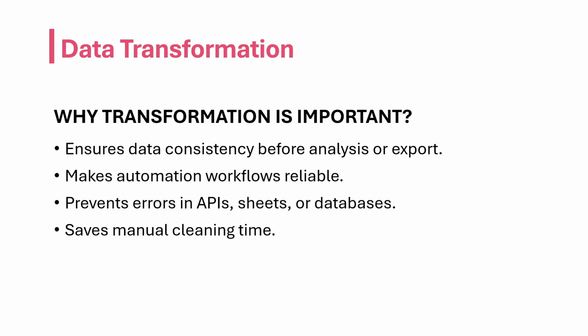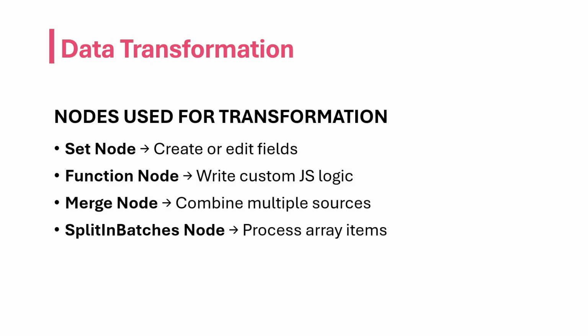So now we will see what are some useful nodes for transformation. The Set node helps us create or edit fields quickly. If we need more control, the Function node allows custom JavaScript logic. When combining data from two sources, we use the Merge node. And if we need to process a list one by one, Split In Batches is perfect. Together, these make our workflow flexible and powerful.